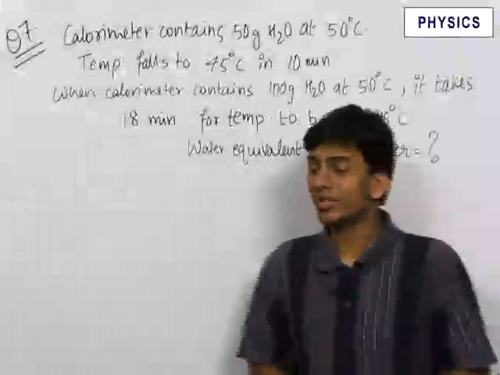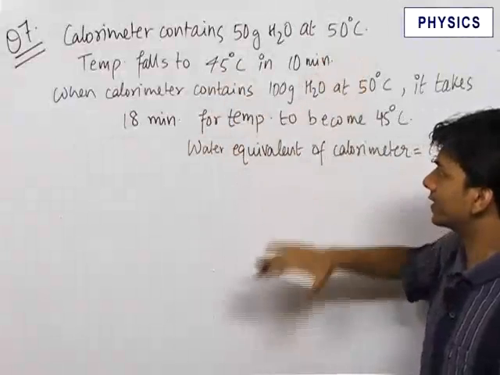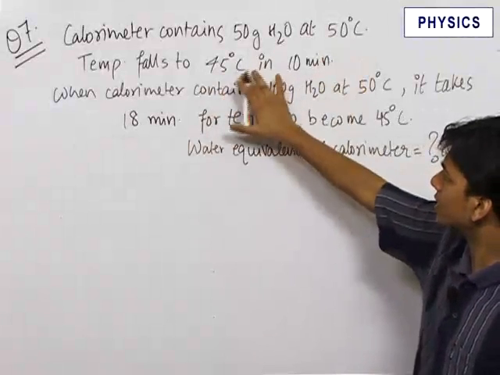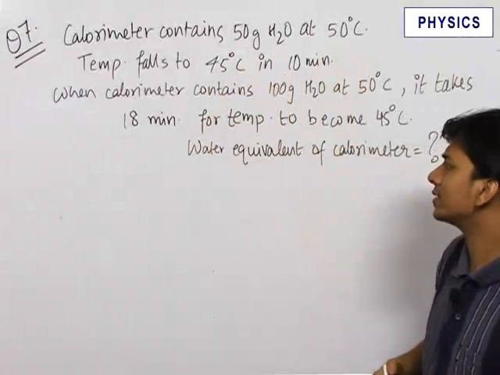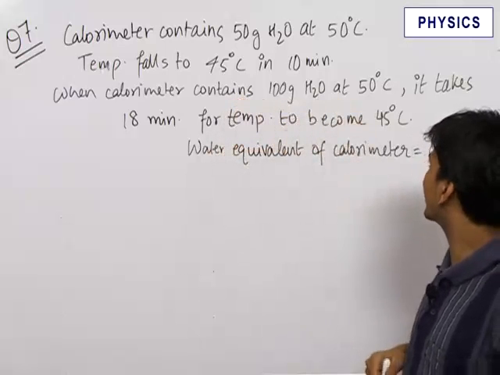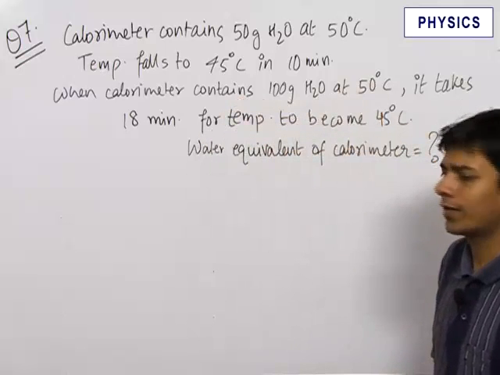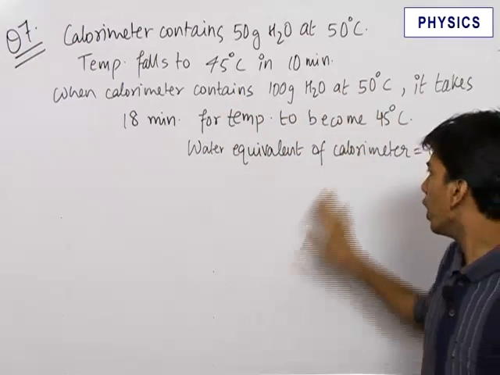This is an interesting question. We have a calorimeter which contains 50 grams of water at 50 degrees Celsius. The temperature of the system falls to 45 degrees Celsius in 10 minutes. Now when the same calorimeter contains 100 grams of water at 50 degrees Celsius, it takes 18 minutes for the temperature of the system to fall to 45 degrees Celsius, and we need to find out the water equivalent of the calorimeter.